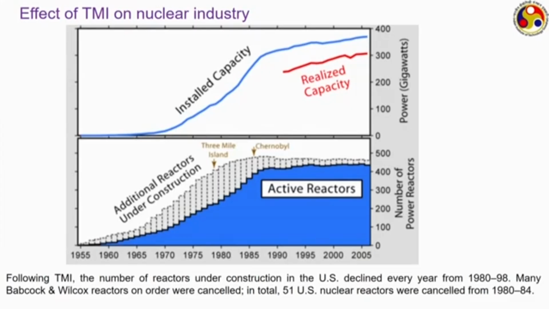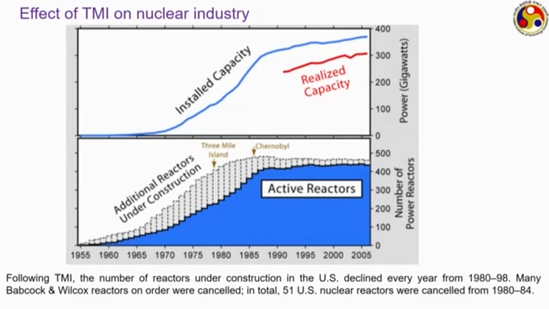Now, what was the effect of TMI on the nuclear industry? Of course, there was radiation spread to the surrounding areas, but the effect of radiation was not that much because it was not situated in a highly populated area. Rather, as you have seen earlier, it was a river island, and so apart from the workers or people associated with the plant, there were not too many common people around, but there was a significant effect on the growth of the nuclear industry.